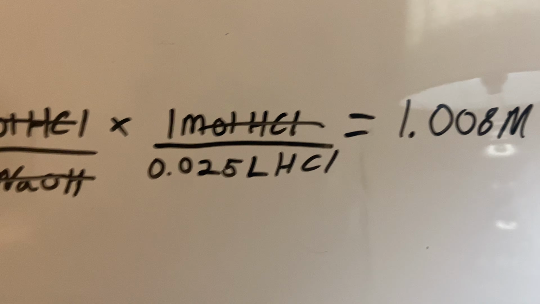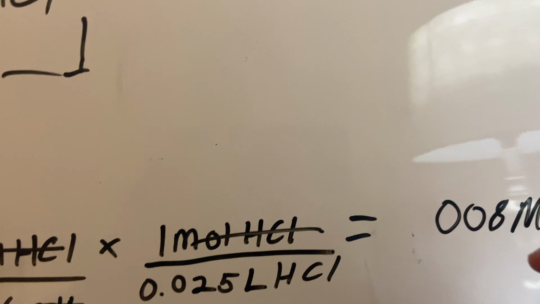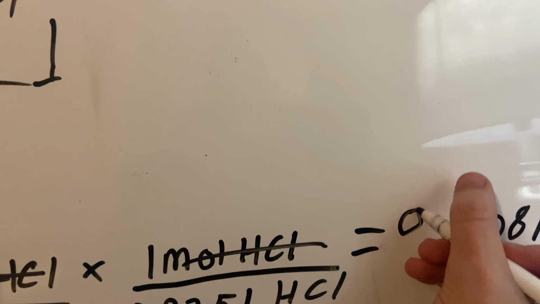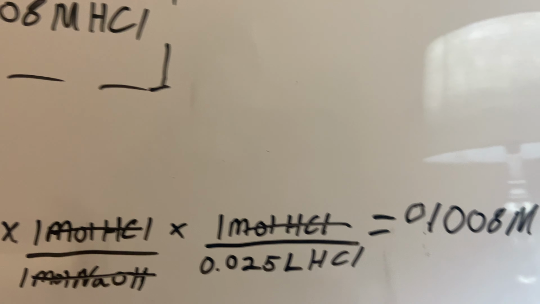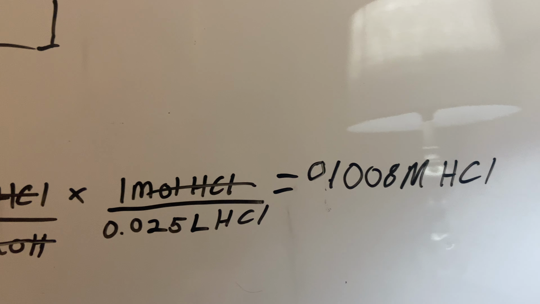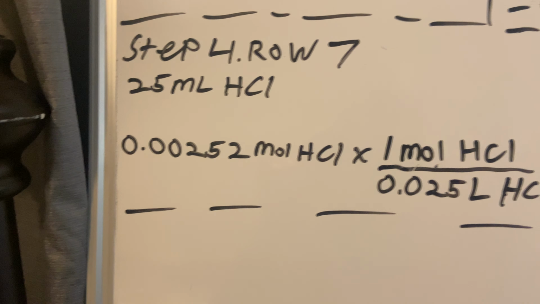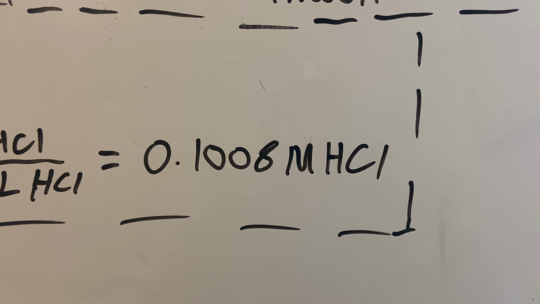Or wait, this is actually wrong. This should be 0.1008 molarity of HCl, which is right here. 0.1008 molarity HCl.